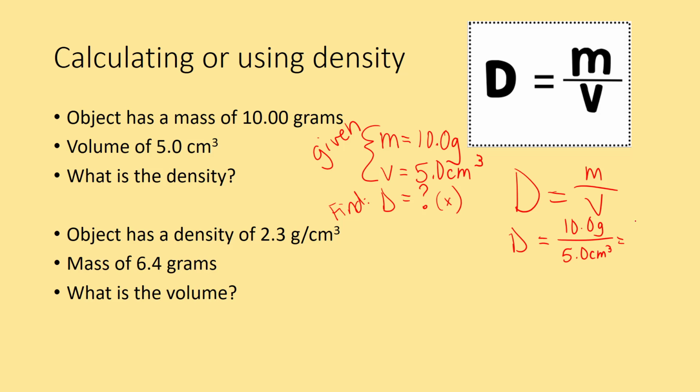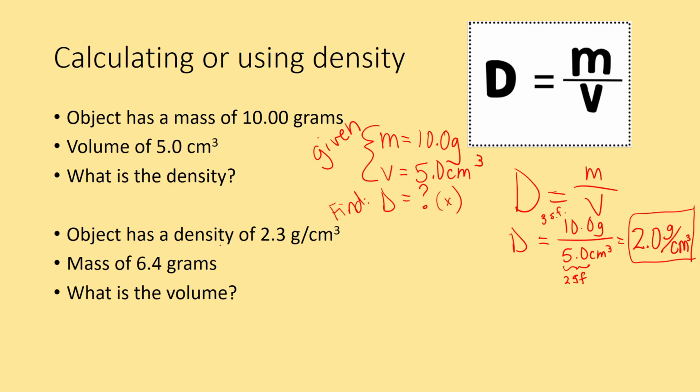And so 10 divided by 5 is 2. Now, these are 2 measured digits, 2 sig figs. These are 3 measured digits, so those are 3 sig figs, and I'm dividing, so my answer can't be more accurate than the 2 sig figs. So I have to say 2.0, and the units stay with it because density has a complex unit, mass over volume. So the density of that substance is 2.0 grams per centimeter cubed.